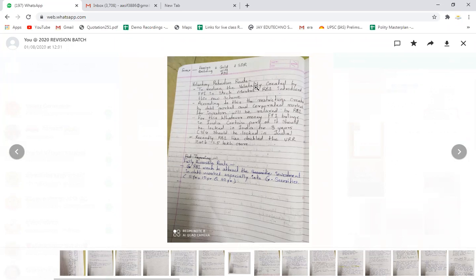So to reduce this volatility in the FPI market, the Reserve Bank of India has introduced this scheme called the voluntary retention route. And through this route, the FPI investment cannot go back before 3 years. That is what is mentioned. So the total lock-in period is 3 years. The next is the fully accessible route.